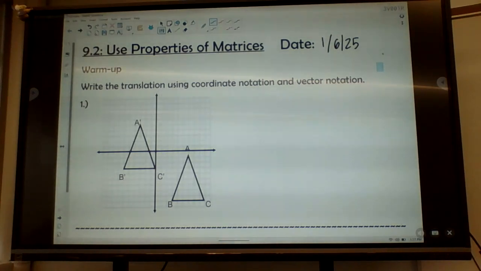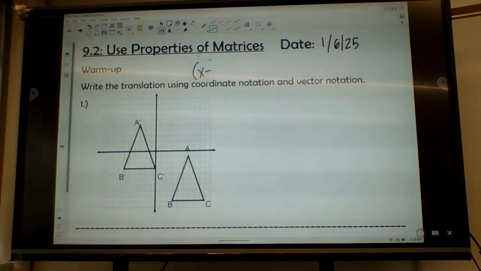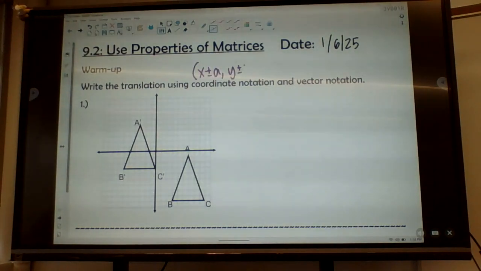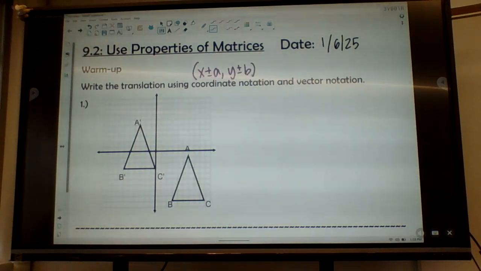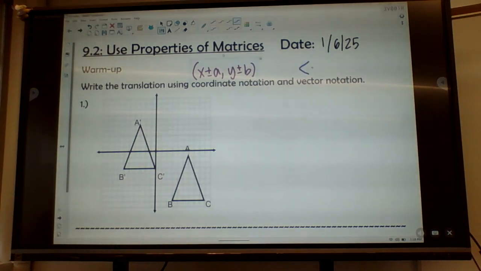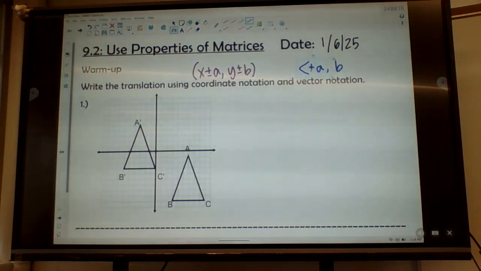So our warm-up question, guys, a reminder that it says write the translation using the coordinate notation and vector notation. That's the two things we've learned so far. Coordinate notation is the one we learned the first day. That's where we wrote, it's more elementary, x plus or minus whatever it is, whereas vector notation takes the x out of it, and we just look at just the a and b values, so without the x's. Oops, that should be plus or minus. So those two ways.